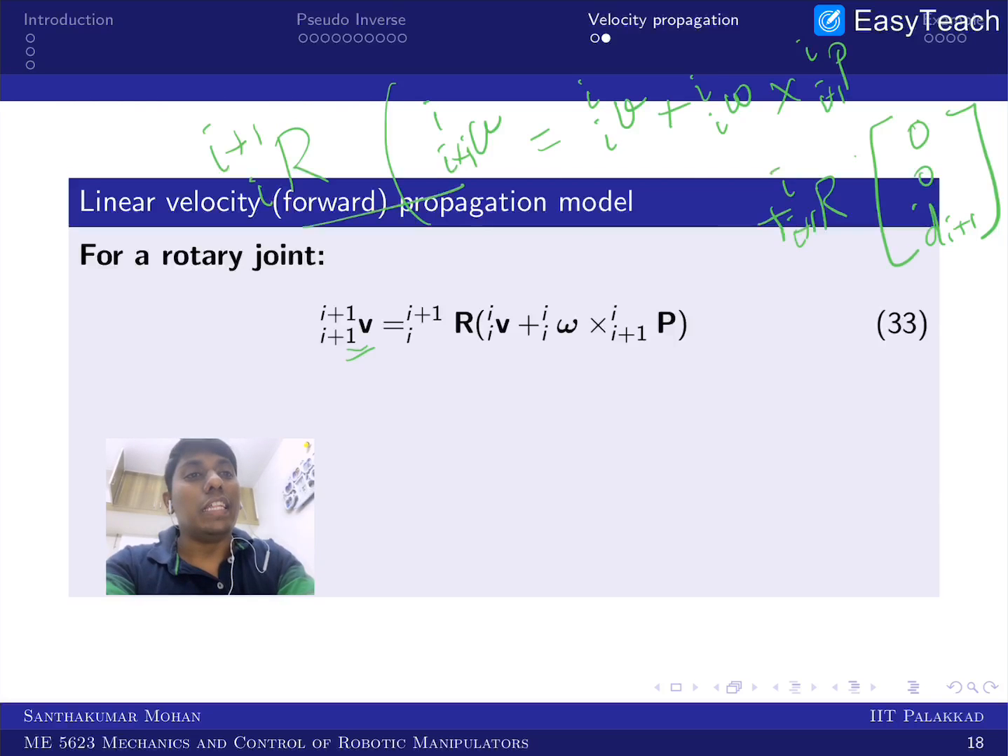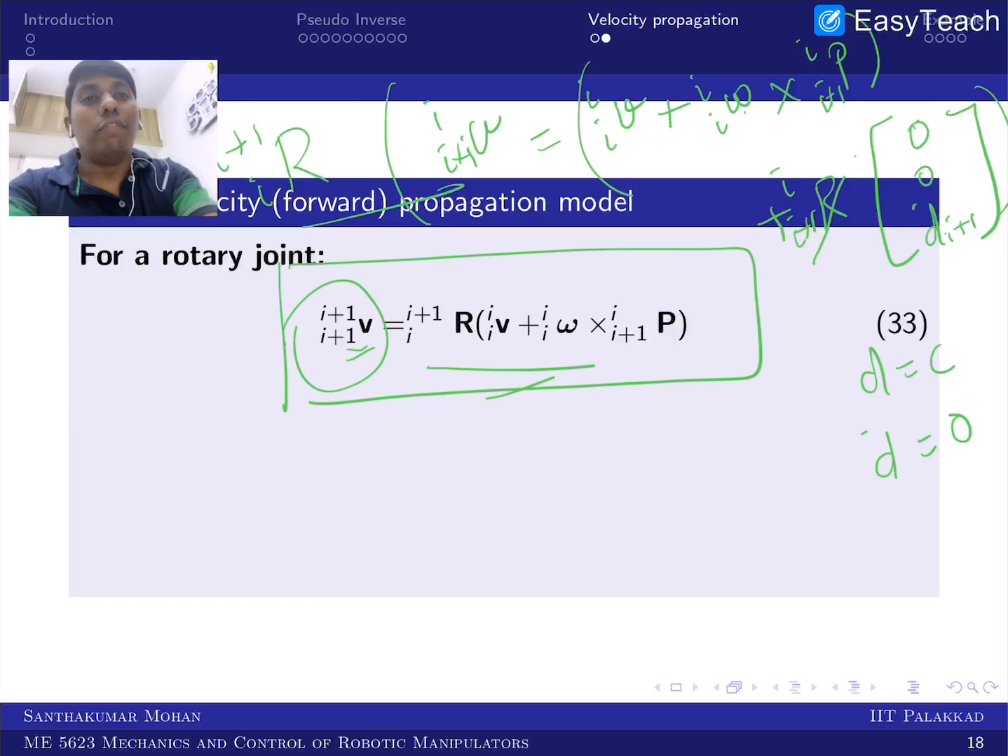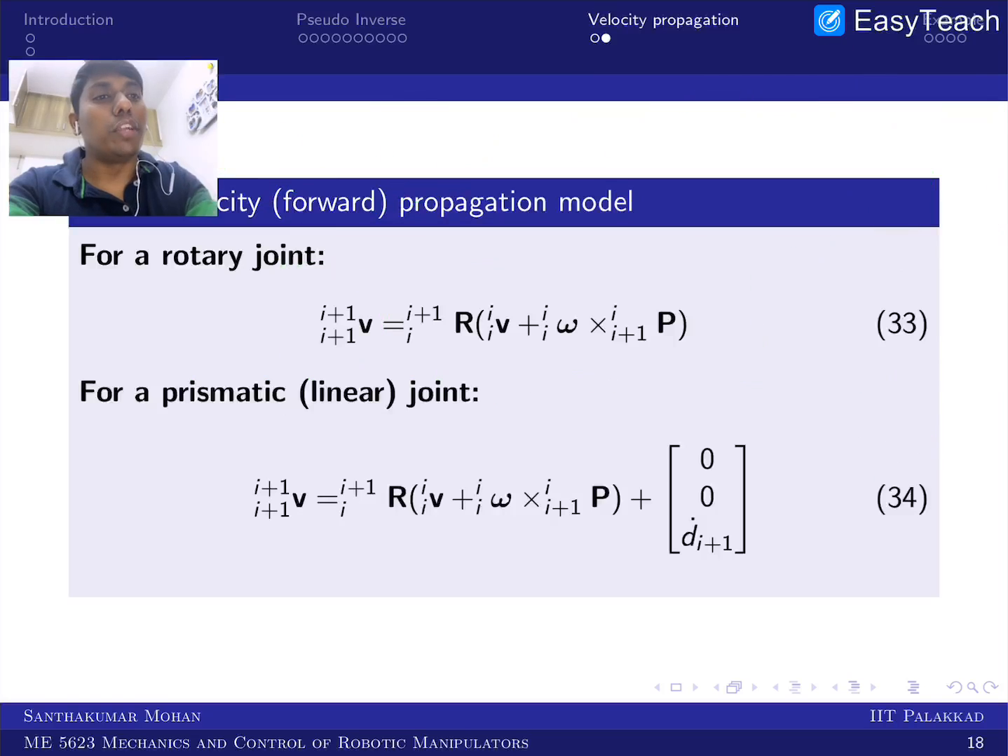So then you can see that this would become this, and you multiply that with this, then this goes to identity, and this will actually have it. And if it is a rotary joint, d is constant, so then d dot will become 0. That is what we obtained for a rotary joint. And we will see if it is a prismatic joint, you can see that term is coming, right? So this is the propagation model.